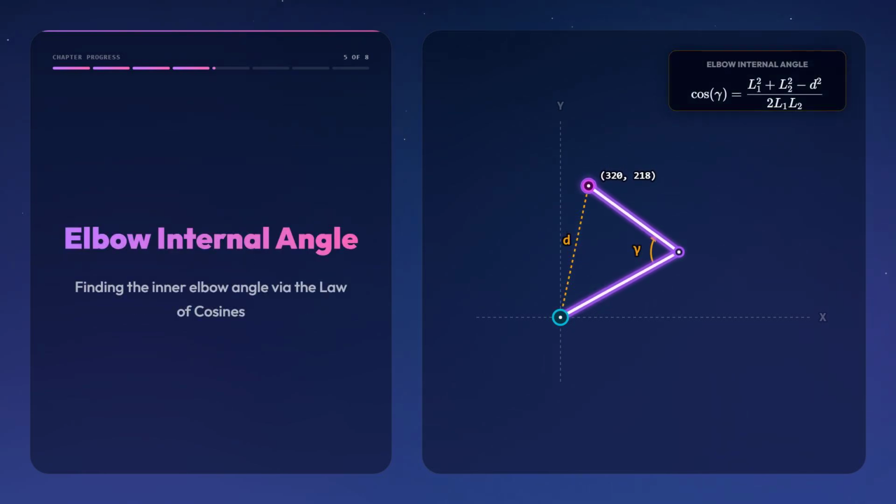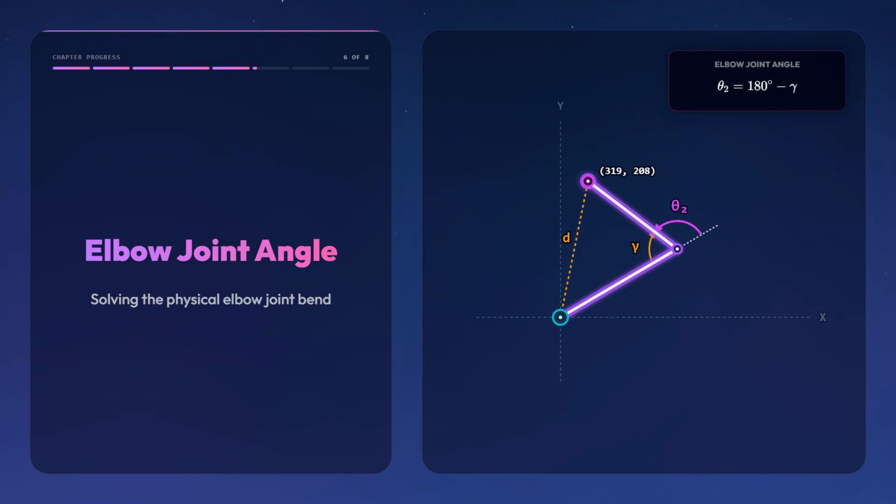To calculate the elbow angle, we look at the internal angle gamma of the arm triangle. Using the same law of cosines, we solve for gamma using the link lengths L1, L2, and the target distance d. The physical elbow joint angle θ2 is the exterior angle, representing the bend relative to the extension of the first link. Because gamma and θ2 form a straight line, we calculate θ2 as 180 degrees minus gamma.